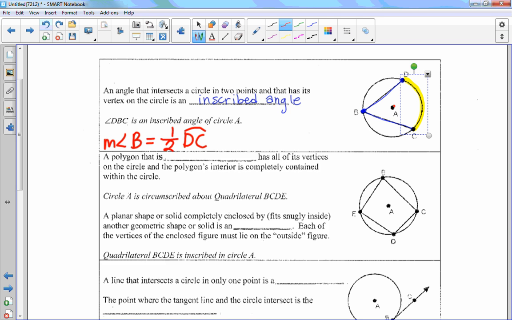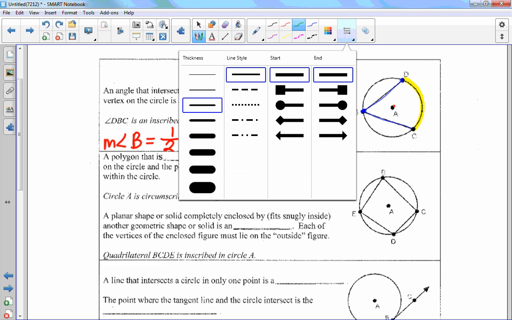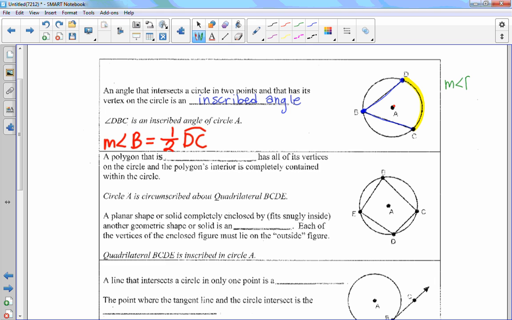Okay? So I told you the measure of angle B was 40 degrees, and we know this is an inscribed angle where the vertex is on the circle. What was the measure of the arc DCB? Okay, good. The arc is just twice.